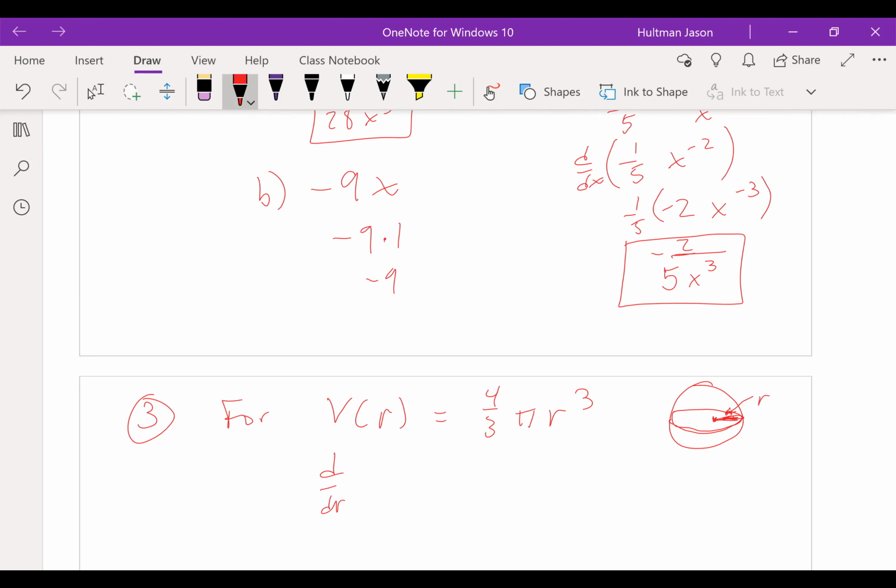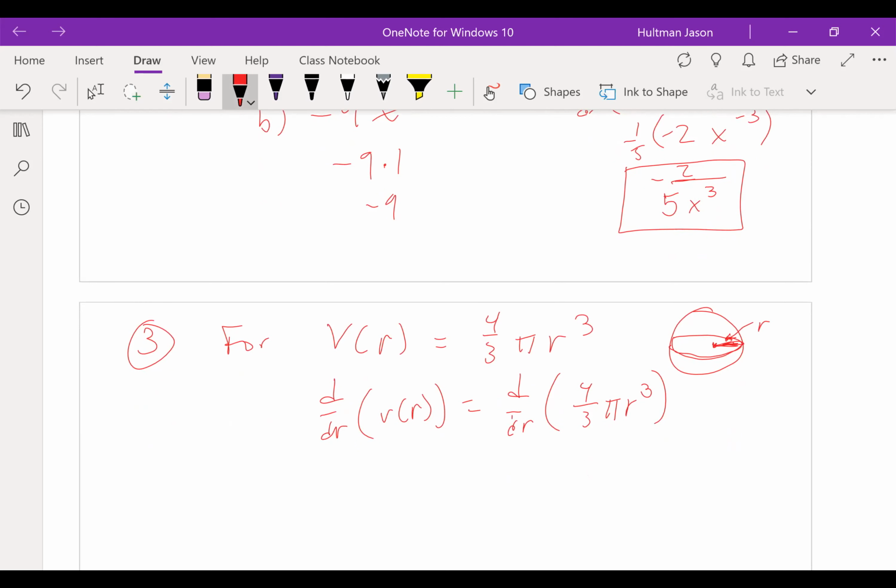Okay, d/dr of V(r) is equal to d/dr of 4/3 pi r cubed. We're taking the derivative with respect to r, so r is the variable here. The left side becomes V prime of r. And then use the power rule. Well, 4/3 pi is just a constant. So this is 4/3 pi. The derivative of r cubed is going to be 3r squared.